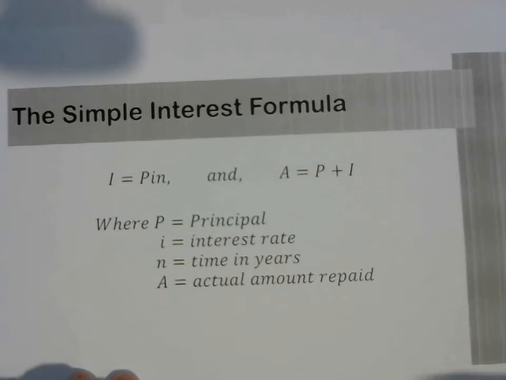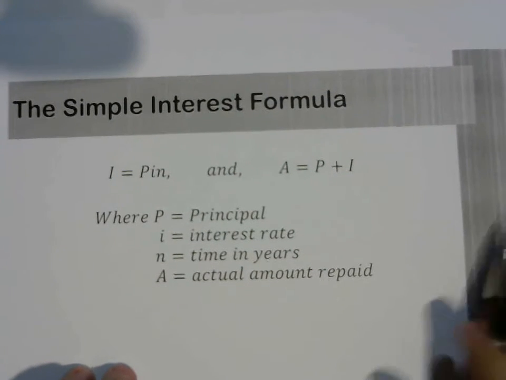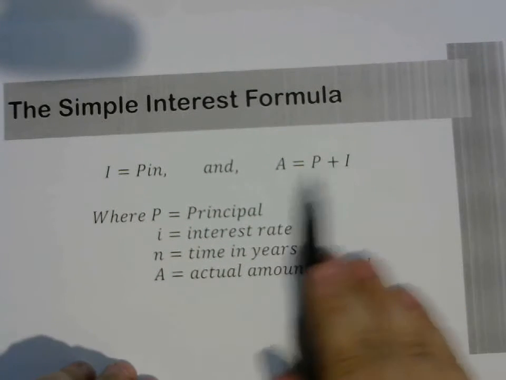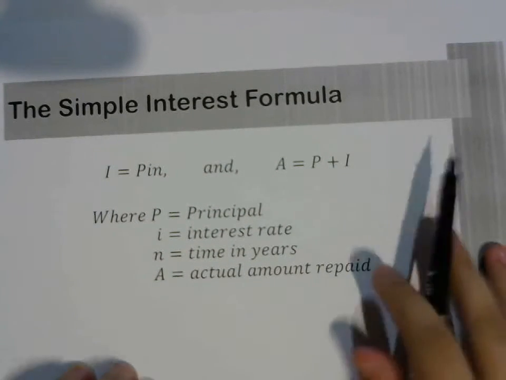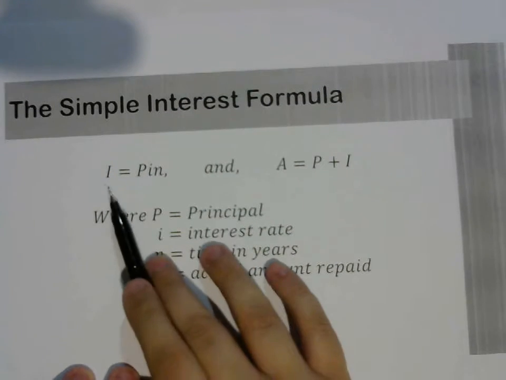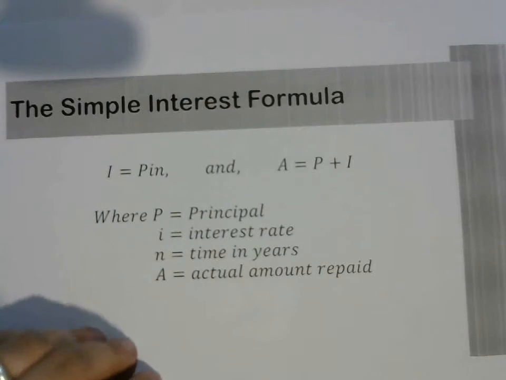Where we need to know the total amount repaid, or the actual amount repaid, we use this equation, A equals P plus I, which simply says that we're going to add the principal and the interest we earned, which is fairly simple.